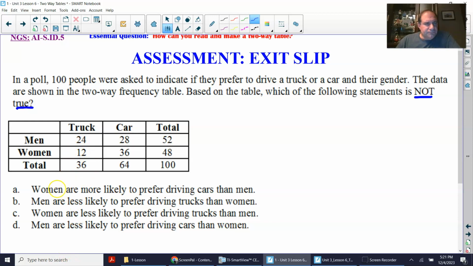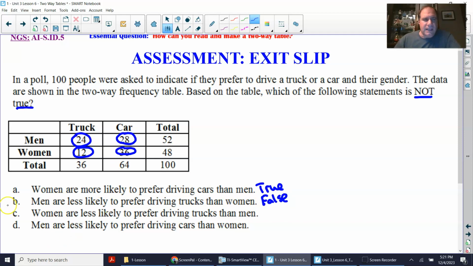Okay, here we go. Women are more likely to prefer driving cars than men. See, women, cars, men, 28. That seems true. And it is. 38, 36, 28. Men are less likely to prefer driving trucks than women. Trucks, men are less likely. No, men are more likely. So this is false. So that looks like it's my answer.